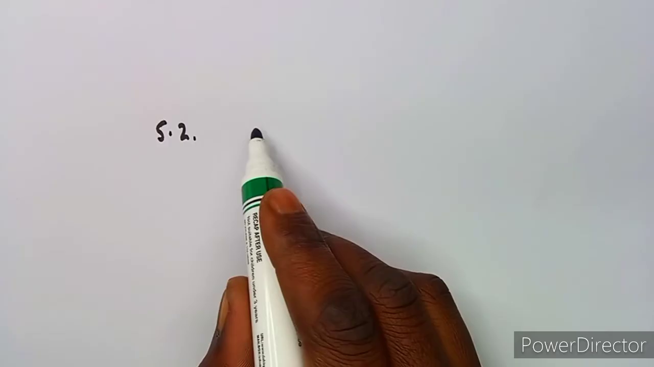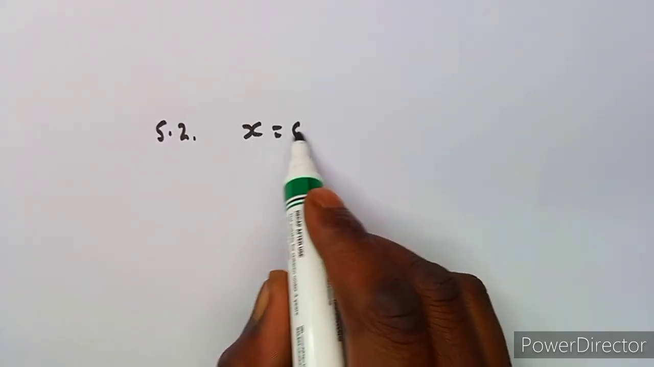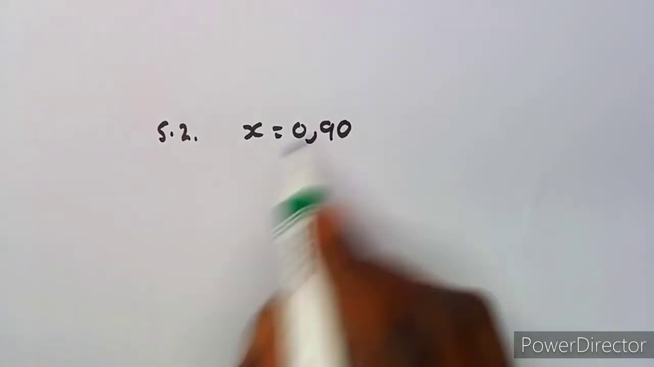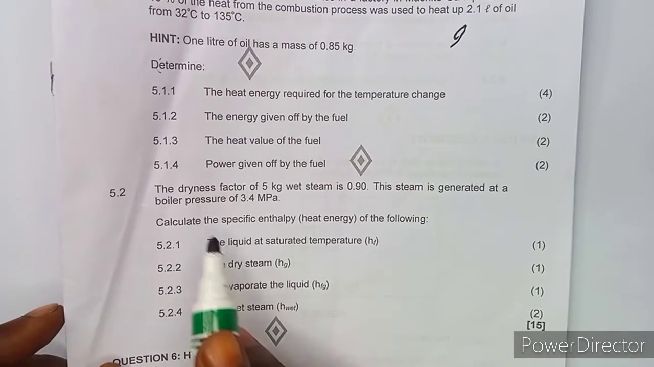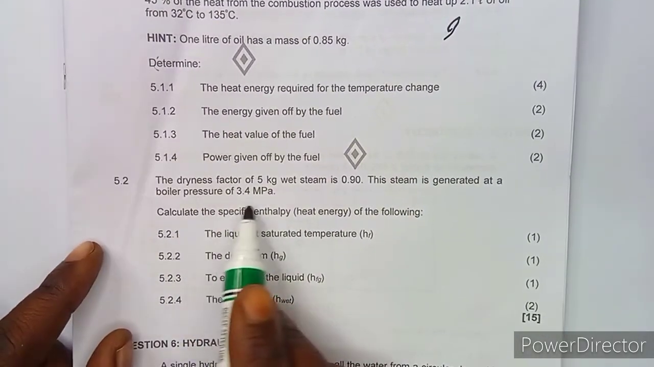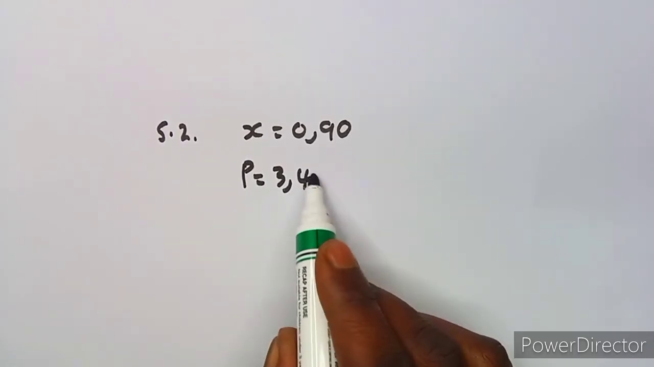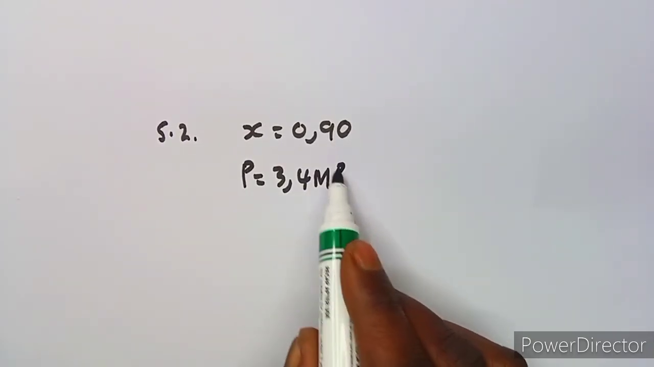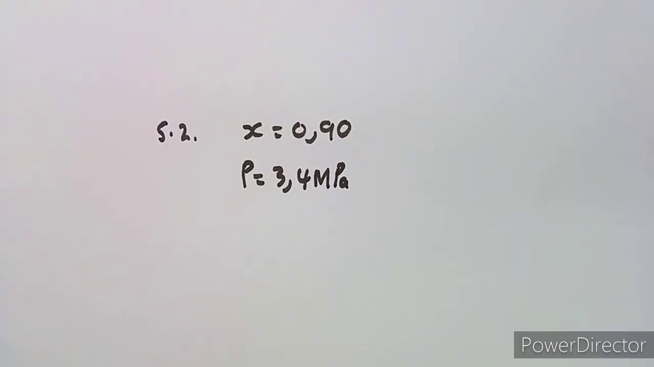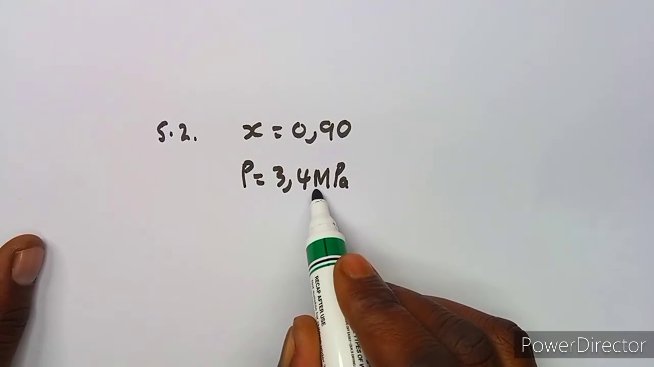Let's just take down the information that we have in this case on 5.2. It's a 5 kg steam where we are given the dryness factor of 0.9, and also the boiler pressure, a pressure of 3.4 megapascals. Take note, in order for you to use the pressure, it's supposed to be in kilopascals. So you convert this to kilopascals.